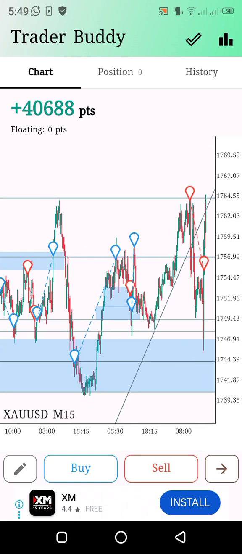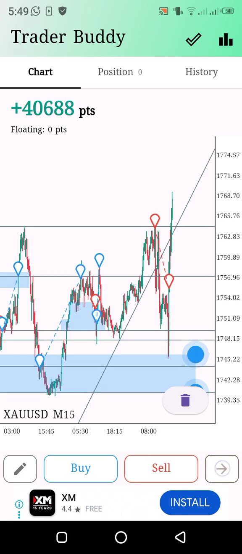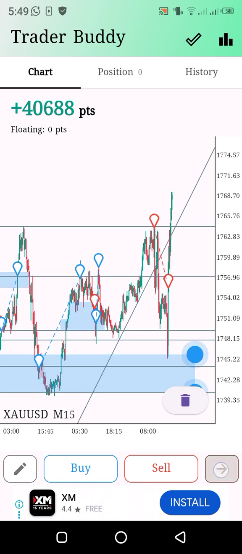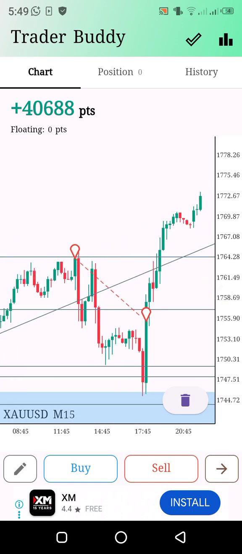Okay, so your entry could have been from this demand zone all the way up to the higher, because we have cleared liquidity and price is likely to make a new higher high, which it has already made here. So after that new higher high, now we want price to continue pushing up.